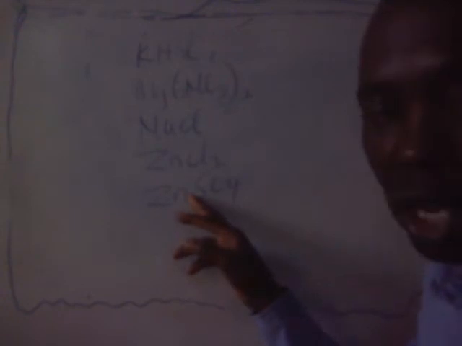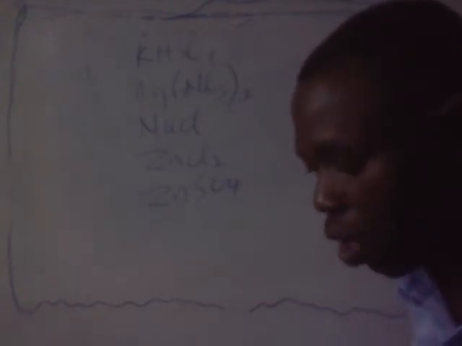No hydroxy group OH. There's no OH here, no OH here, no OH here, so it's not a basic salt either. So all these ones are normal salts except KHSO4, which is an acidic salt. So for number 16, the correct option is option A.